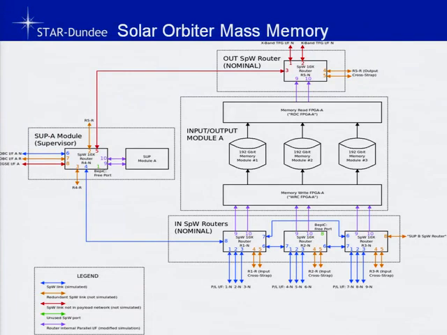Okay, so this is a schematic diagram of the same thing. So here we've got various instruments down here. These feed into these routers, then into this mass memory array, and then out up to the telemetry system. And over here, there's a router with the supervisory module, which is controlling the router itself.